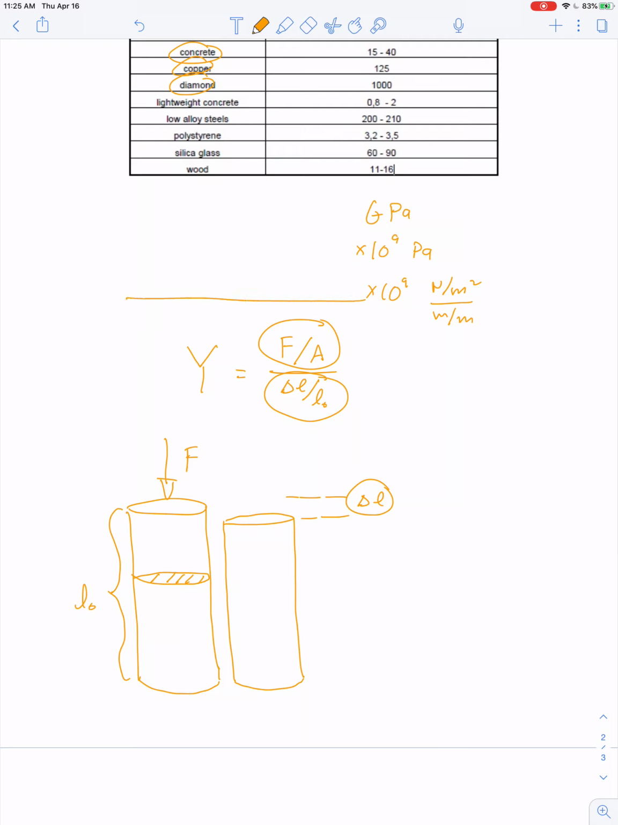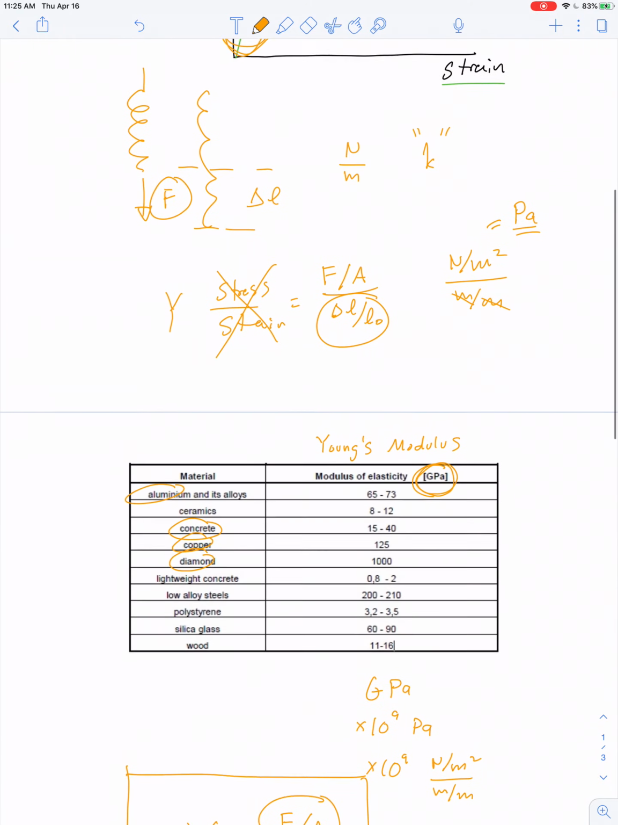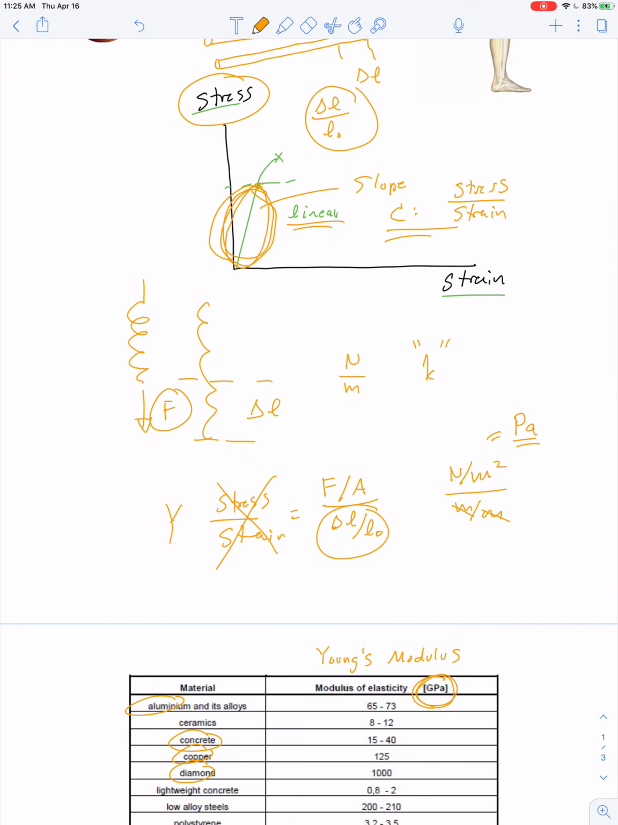So this is just an introduction to how we calculate values for Young's modulus. And keep in mind, Young's modulus is only a valid quantity if you stay within the proportional limit.